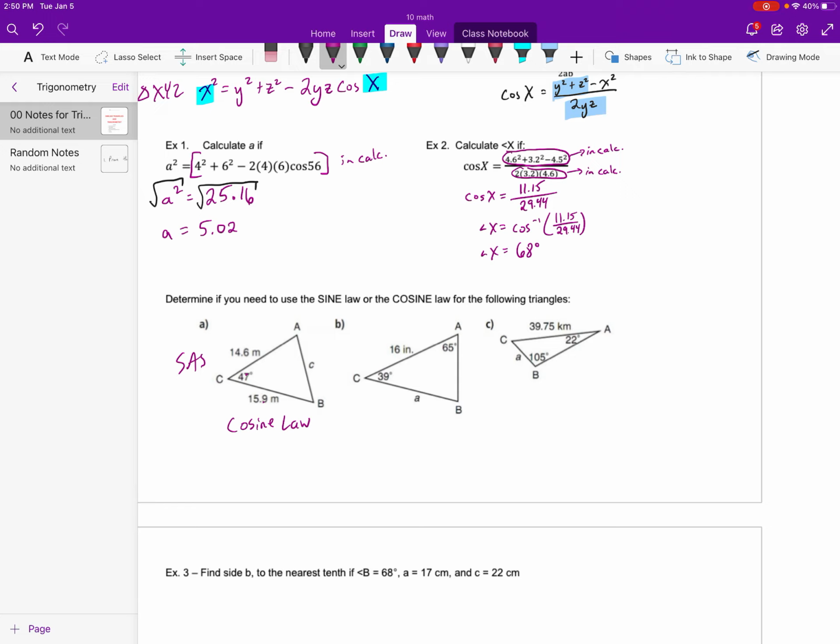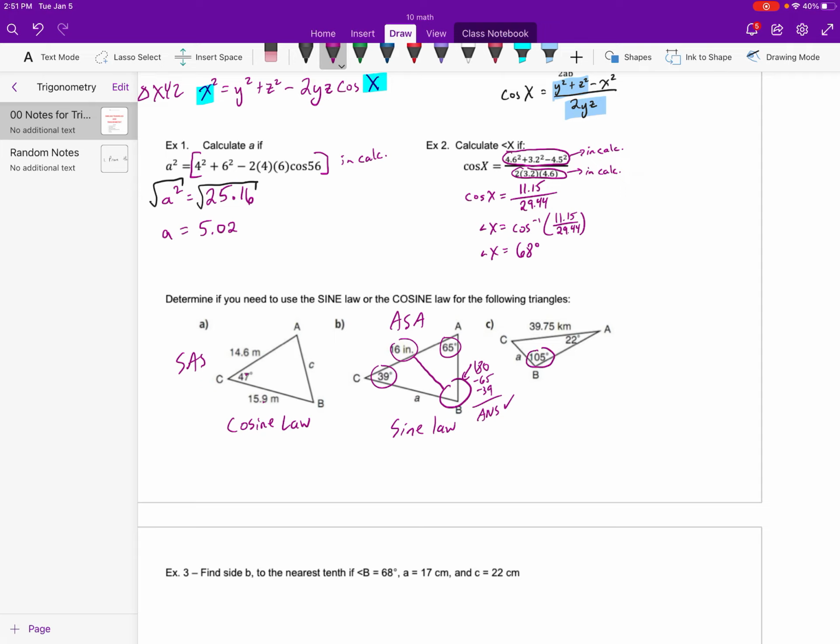For B here, we have an angle, side, and an angle. This is ASA. If you remember from sine law, this would say that you would use sine law. Okay? Now, why is that? Again, let's take a look. Do we have a side and its opposite angle? Well, yes, we do, because, remember, this angle is 180 minus 65 minus 39, and then we will have our answer. Okay, so we can figure out that answer because they add up to 180.